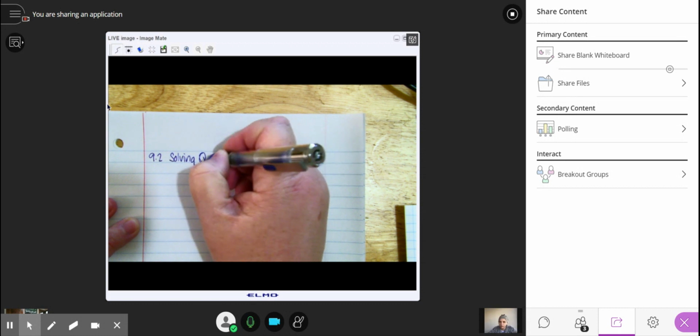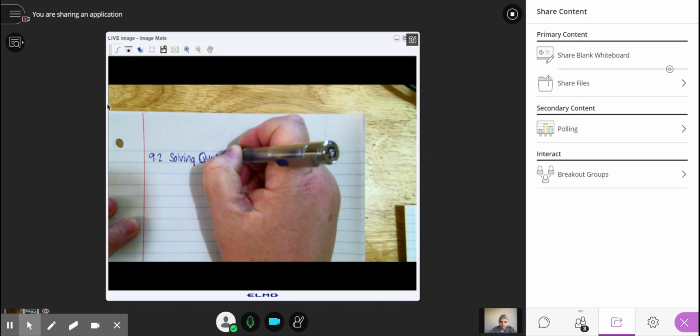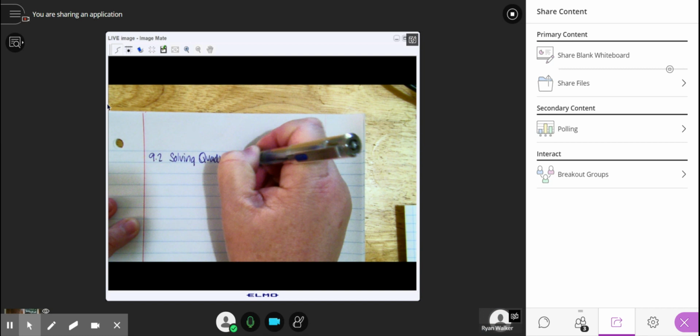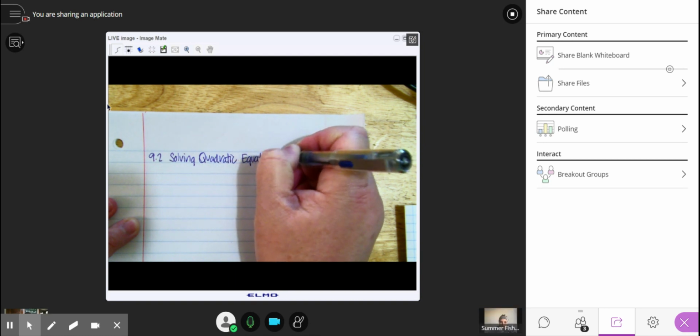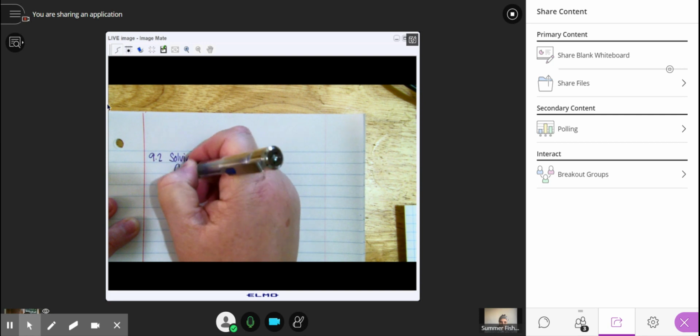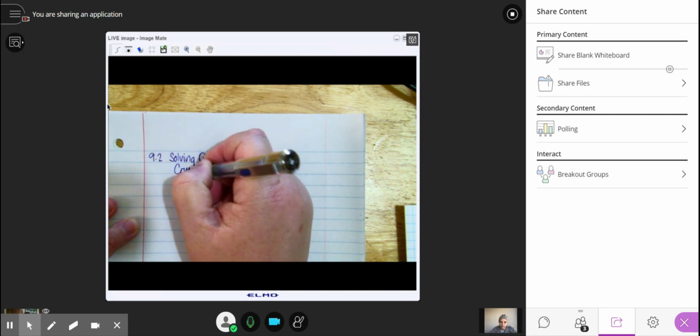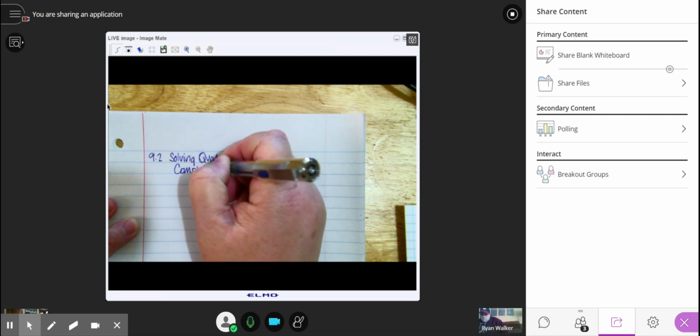All right, so today we're going to work on solving quadratic equations. And we're going to use a specific method called completing the square.